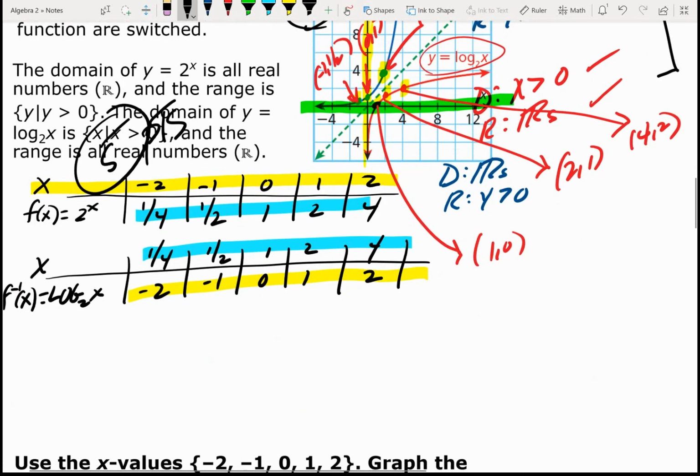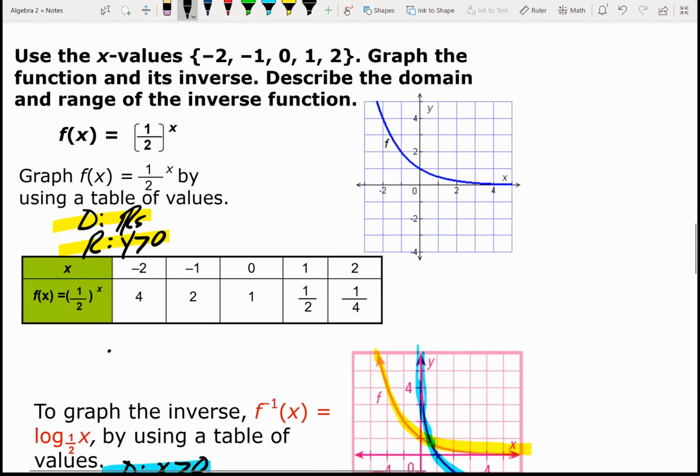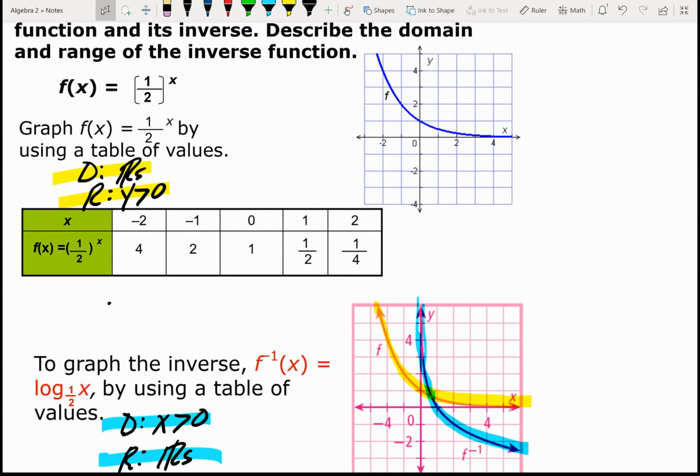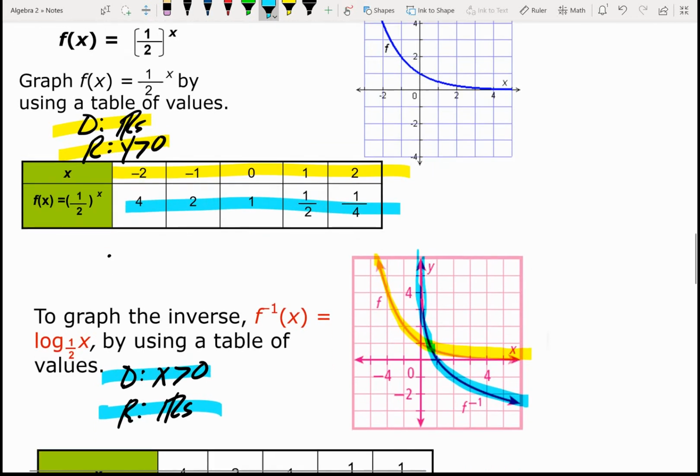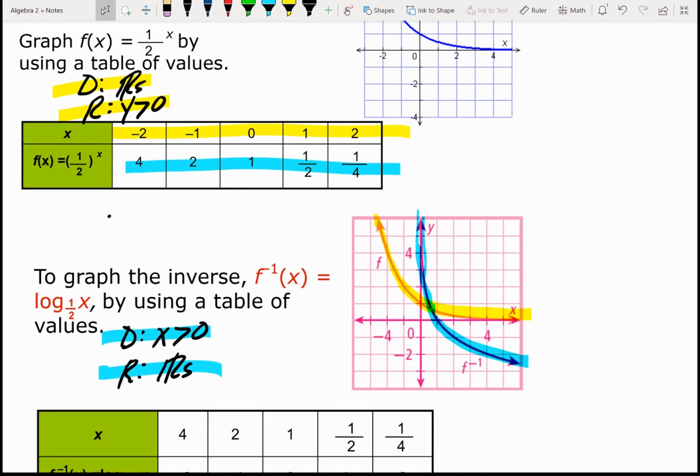And then likewise, let's see here, I can take a look at another one. So here we have our function f of x is equal to (1/2)^x. And again, you would be required to graph these, so we'll use points from x equals -2 to 2. And when we do that, (1/2)^-2 is 4, (1/2)^-1 is 2, (1/2)^0 is 1, (1/2)^1 is 1/2, and (1/2)^2 is 1/4. And there you see that's graphed.